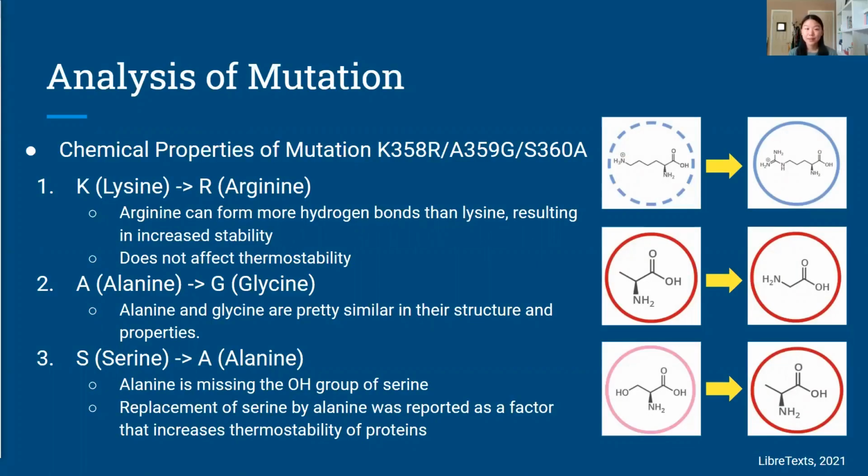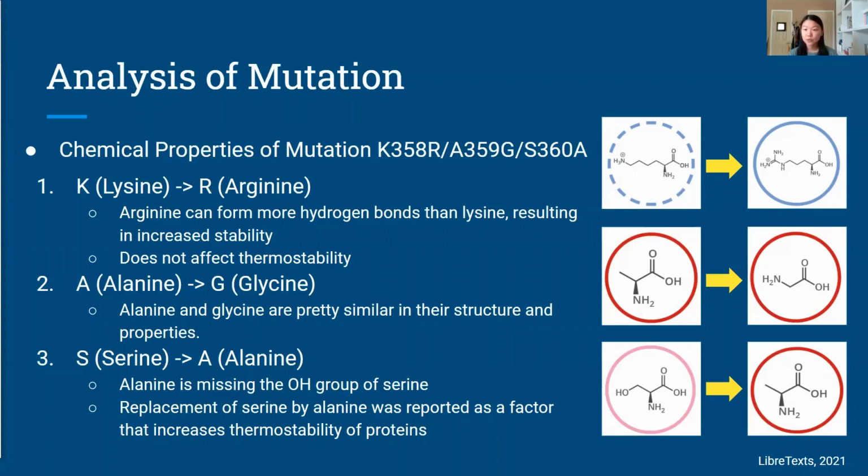After that, I looked at the chemical properties of these three amino acid mutations and analyzed the impact of these mutations in terms of thermostability and processivity. Out of these three mutations, the first mutation was K to R, lysine to arginine, and arginine can form more hydrogen bonds than lysine, resulting in increased stability. And this mutation does not seem to impact the thermostability.